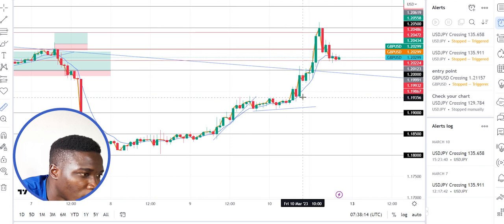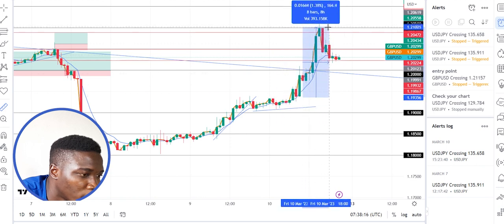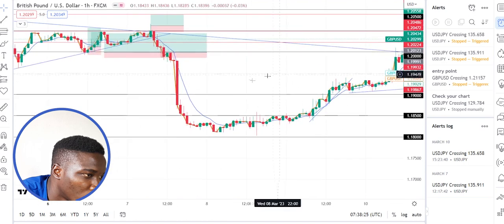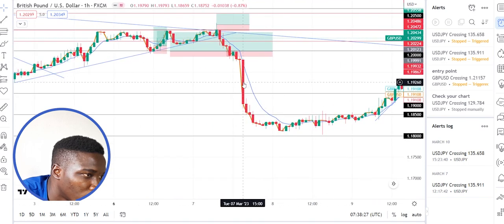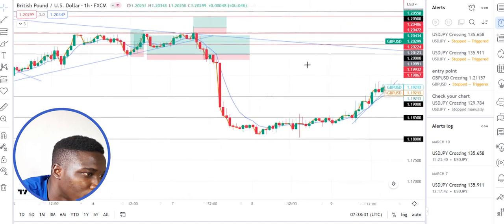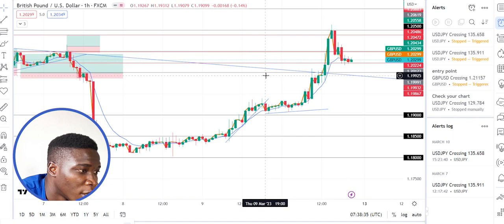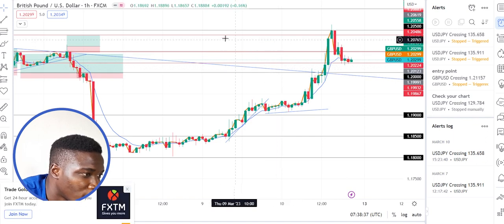It started from here all the way up to this place, right? If you want to measure how many pips it was, you can just take your ruler, and can you imagine, 161 pips. 161 pips is a lot, bro. It's a lot. So you can also check for other fundamentals.